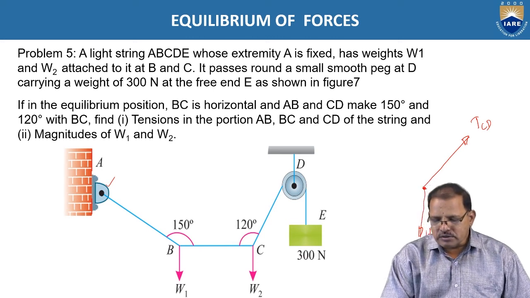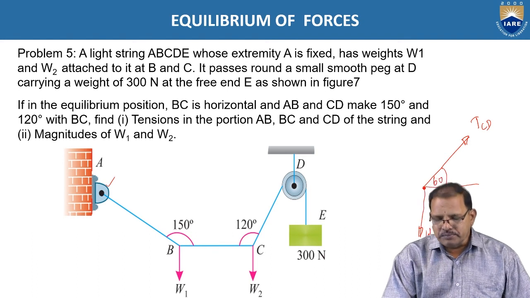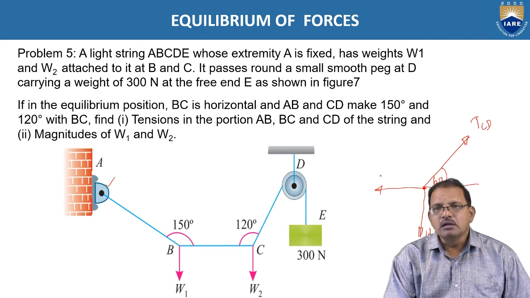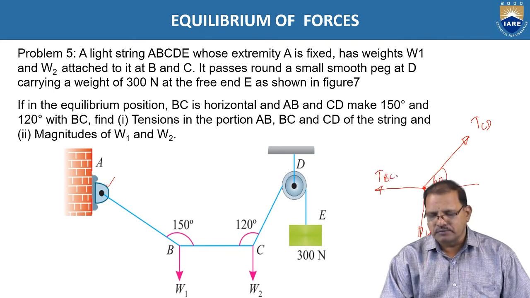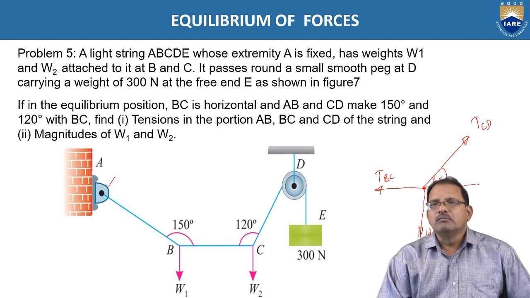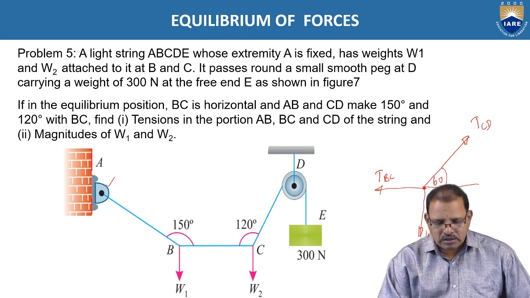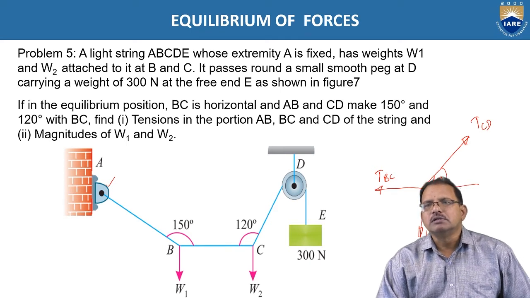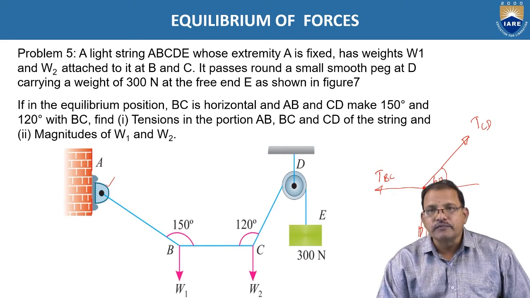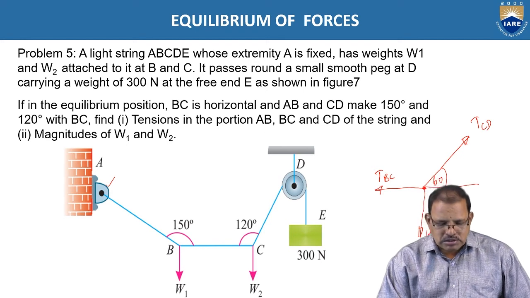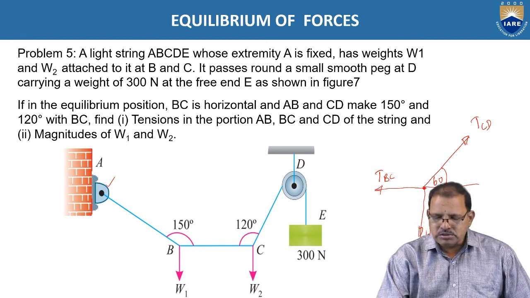Its inclination with respect to the horizontal now becomes 60 degrees, and BC is again horizontal now. T, B, and C now. But TCD, on the other side, has 300 newtons. Since according to our problem the pulley is frictionless and weightless, the tension on both sides should be equal. Hence TCD now becomes 300 newtons.